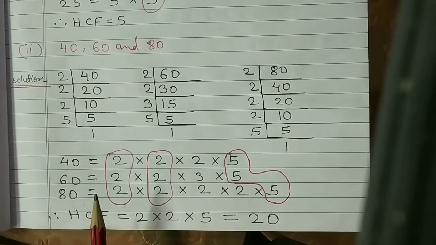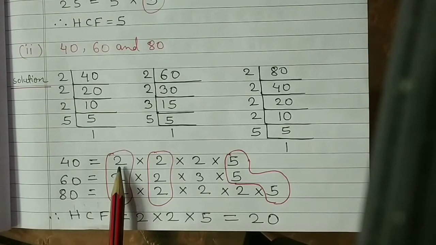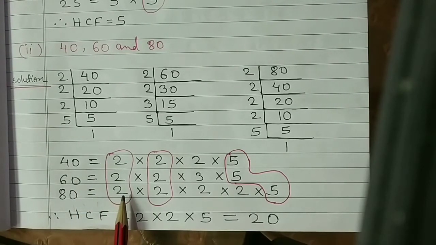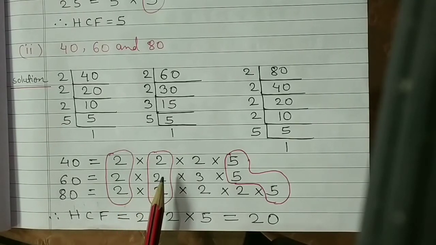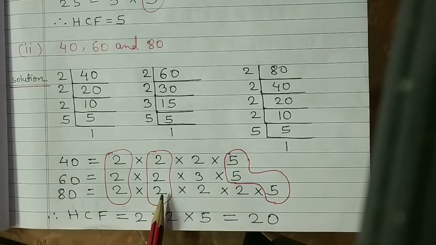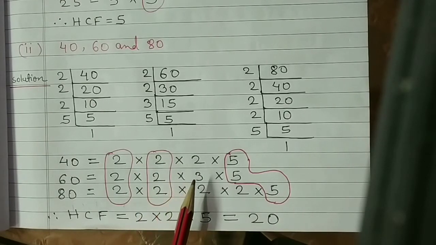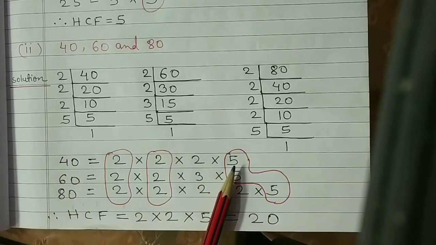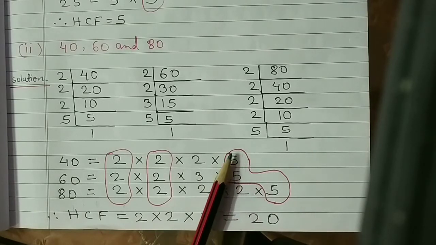Now we are going to find the common prime factor. Okay. So as we can see here, the common prime factor is 2. This prime factor is present in all these prime factorizations. You can see here. So I have made a group here. Okay. Now after that, the same prime factor, that is 2, is present in all these three prime factorizations. Okay. Now this is another common factor. Clear? So I have made a group here also. Okay. And after that, the prime factor 5 is common in all these three prime factorizations. Okay. So I have made a group here also.